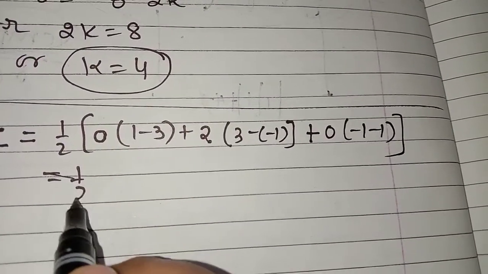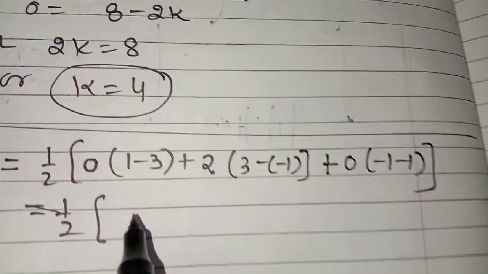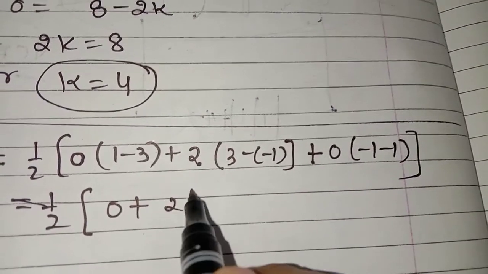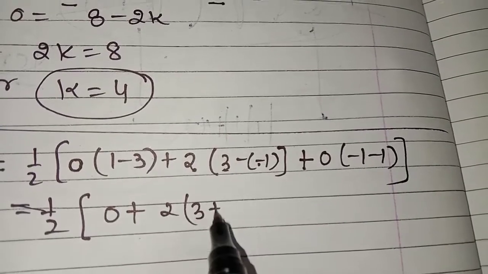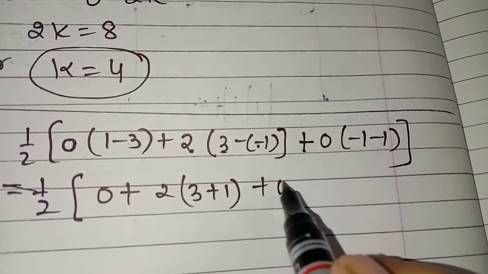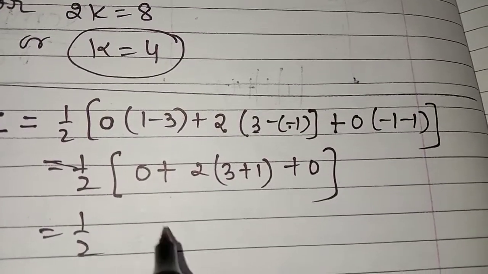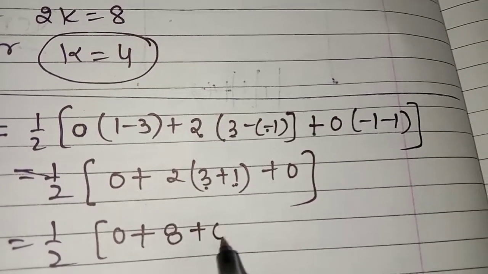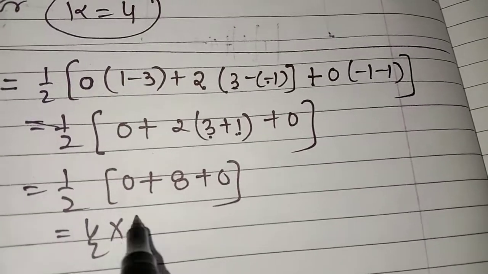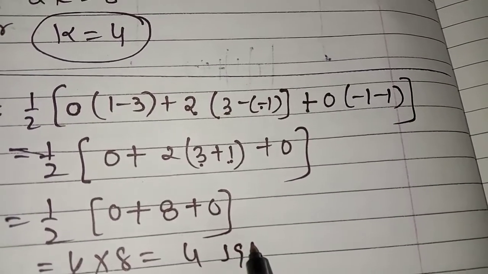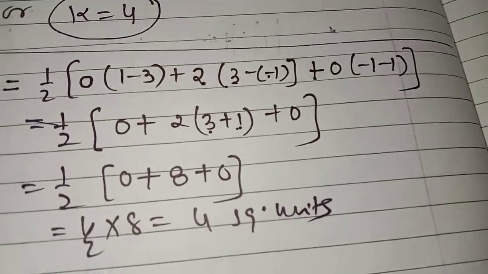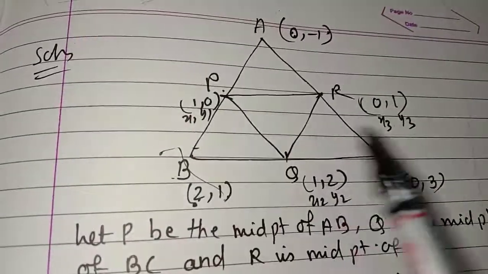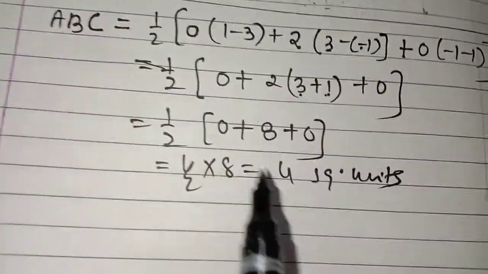So it is 1 by 2. See, the whole term will become 0, then 2, 3 plus 1. And here also the whole term will become 0. So 1 by 2, it is 0 plus 3 plus 1, 4, 4 eights are 8. So it is 1 by 2 into 8, we got 4 square units. So see, area of triangle PQR is 1 square unit and area of triangle ABC is what? It is 4 square units.